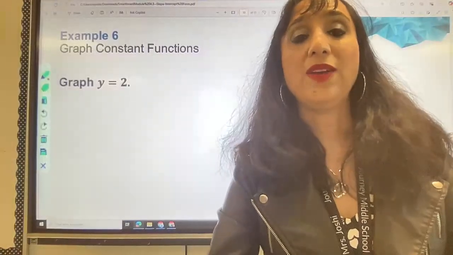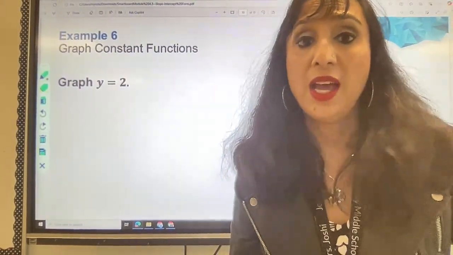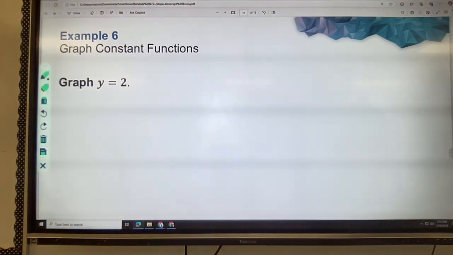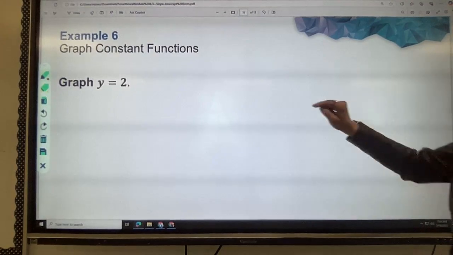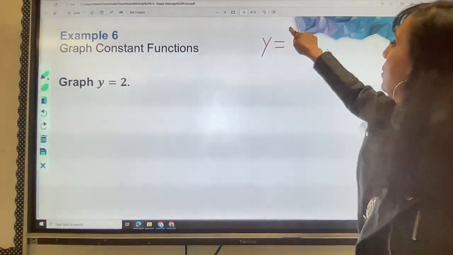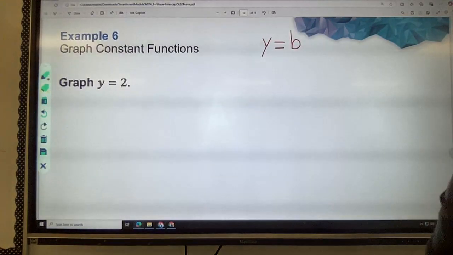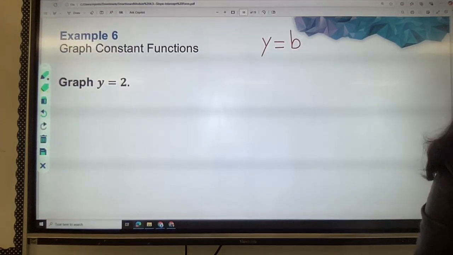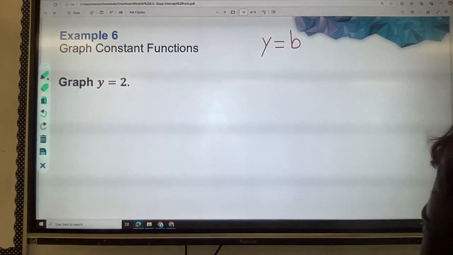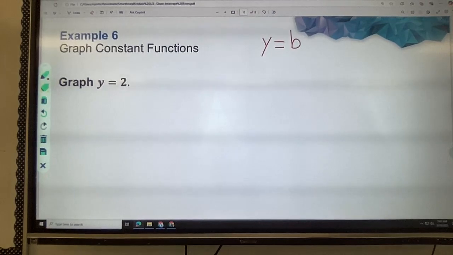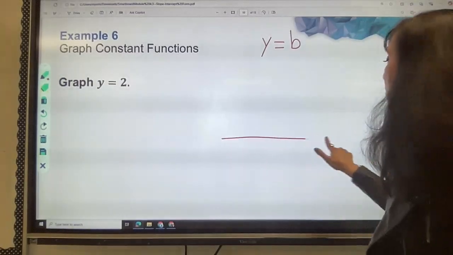Now we are going to graph a constant function. We just talked about constant functions, and we said a constant function is a linear function of the form y is equal to b. All I do in this case is it's given me the format. It's telling me that y is equal to 2. And so my first step, if I am plotting this, of course, here we go.